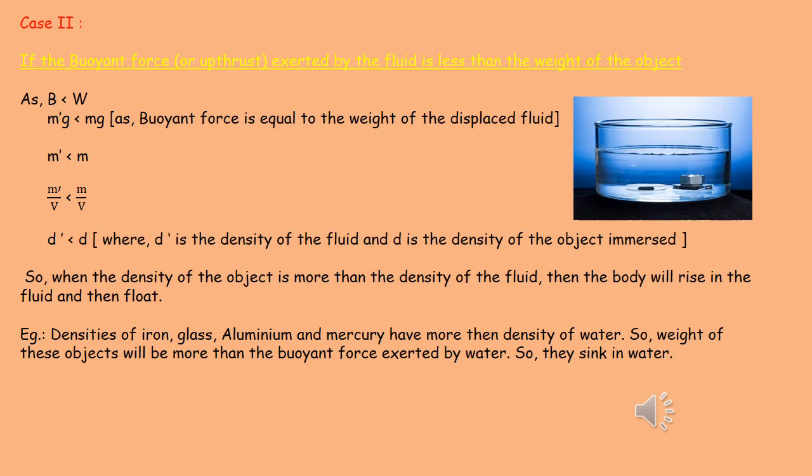Let us discuss a few examples. Densities of iron, glass, aluminium and mercury are more than the density of water. So the weight of these objects will be more than the buoyant force exerted by water. So they sink in water.